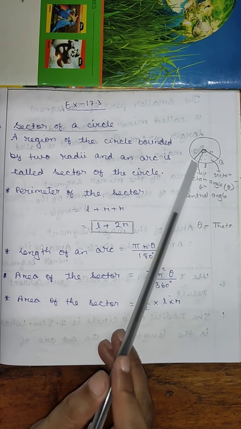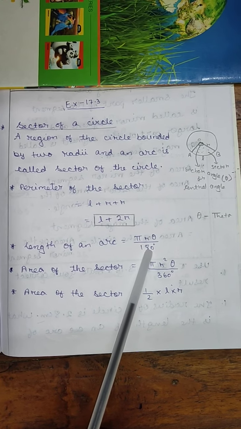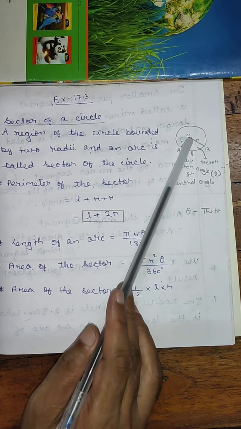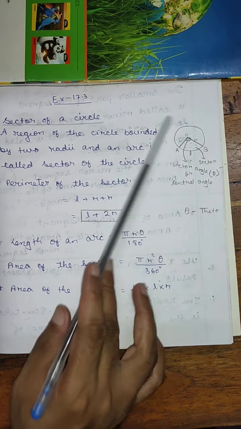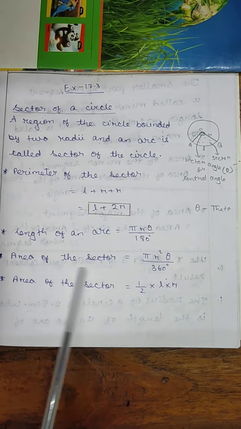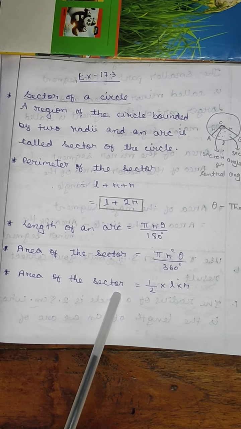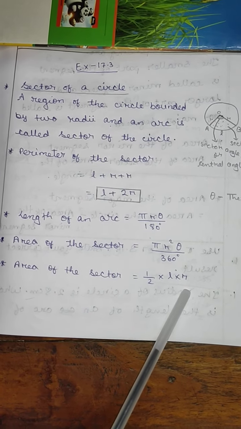Length of an arc, this is the arc. Its corresponding length will be pi r theta by 180, because the sector angle is theta. The whole circle is 360, so it is theta by 360 into 2 pi r. By adjustment we get this pi r theta by 180. You can memorize this formula directly. Area of the sector is pi r square theta by 360. Another formula for the area of the sector is half into L into R, where theta is not available.